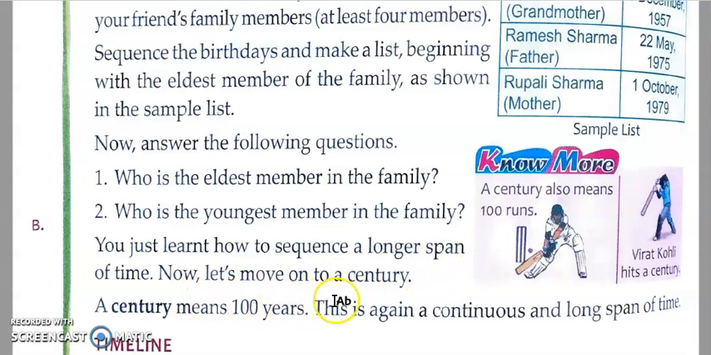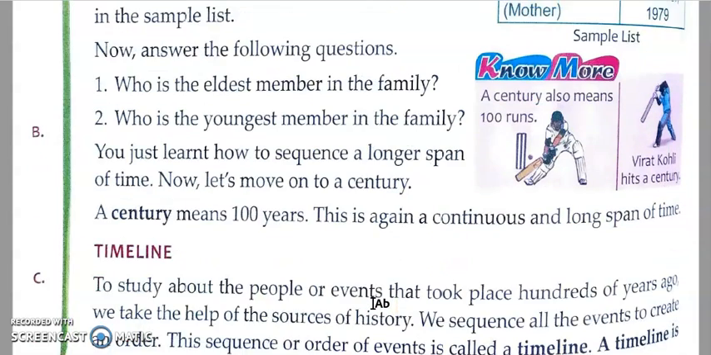Now let's move on to century. Century means 100 years. This is again a continuous and long span of time. As we had learned that if 10 years are there, then it is called decade. But 100 years means century.